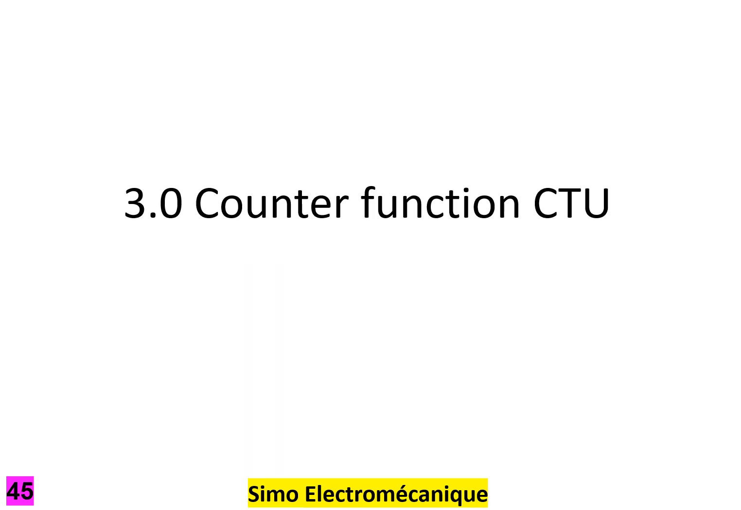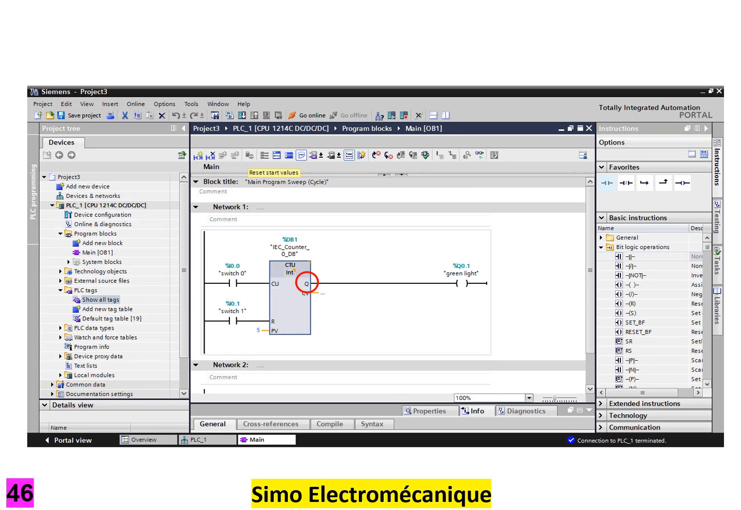Counter function CTU. Open up the counter operations list in basic instructions. You will see 3 counter functions, CTU, CTD and CTUD. Here is an example of the use of CTU.